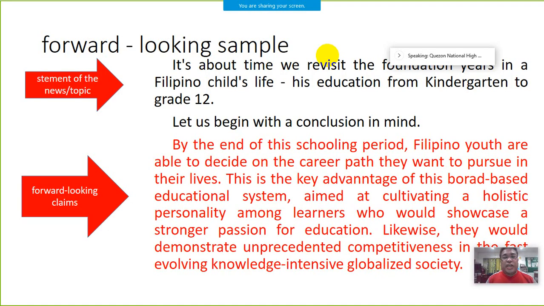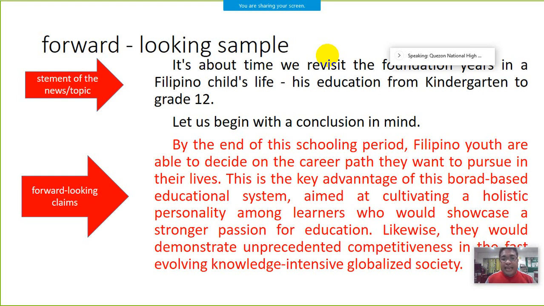Now, let me jump to forward-looking. I have here a sample. So, a statement of the news or the topic. This is an old article. It is still about K to 12, before K to 12 kicks off. So, it's about time we revisit the foundation years in a Filipino child's life, his education from kindergarten to grade 12. Let us begin with a conclusion in mind. Then what follows are paragraphs wherein you can see the forward-looking claims.